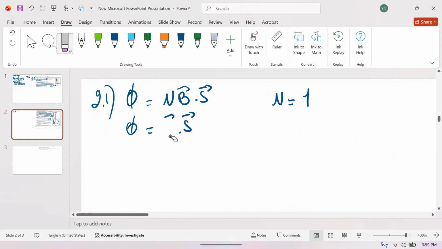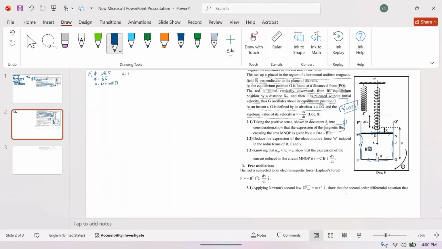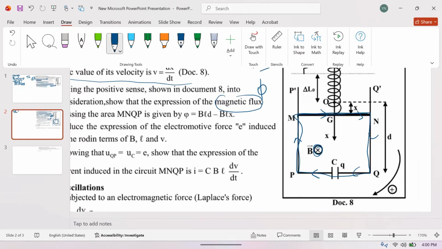When I say B dot S, you have to know that you have to find B times S, the surface, times cosine of the angle between B and S. Now I know B is going inwards. We discussed that in the figure. B is going inwards. It has a circle with an X in it. But what about the surface? To know the vector of the surface, you have to use the right hand rule. You have to use your four fingers going in the direction of the positive direction chosen in the figure. So it will be going from Q to P to M to N.